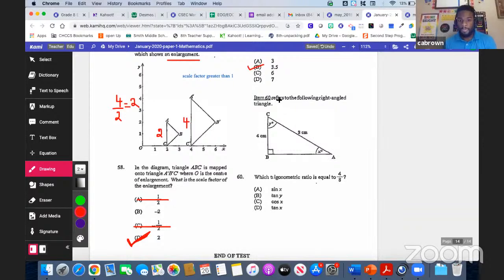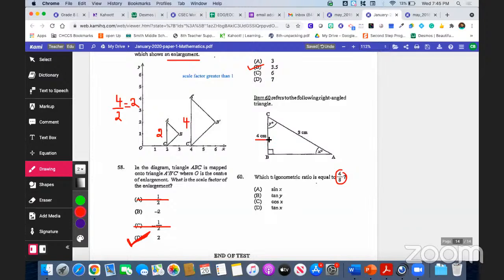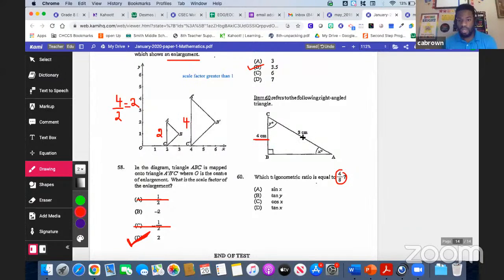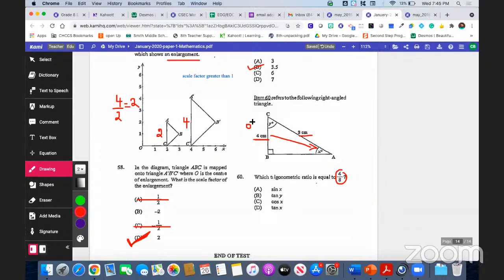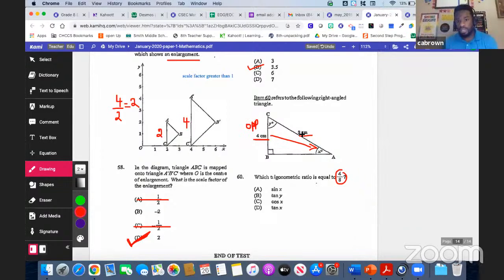Final one. Item 60 refers to the following right angle triangle. Which trig ratio is equal to 4 over 8? Here is 4 and here is 8. This is my opposite because it's opposite the angle that we're talking about. It says right here, yep, so opposite. And this is my hypotenuse because it's directly facing my right angle symbol. And the trig ratio that is equivalent to opposite and hypotenuse will be sine. So it will be sine x, which is A.